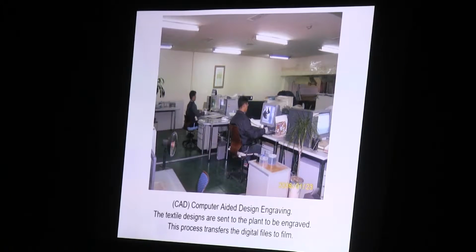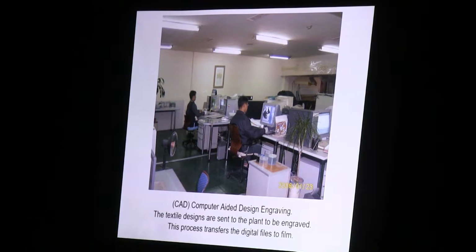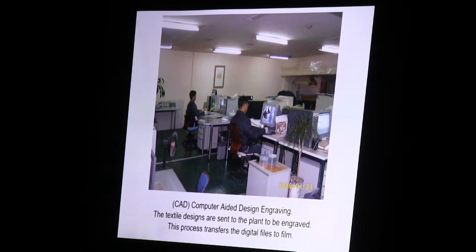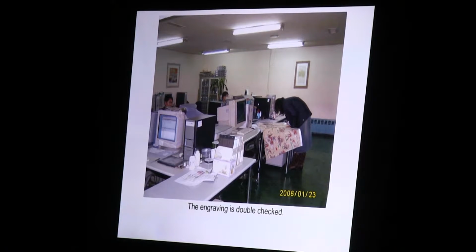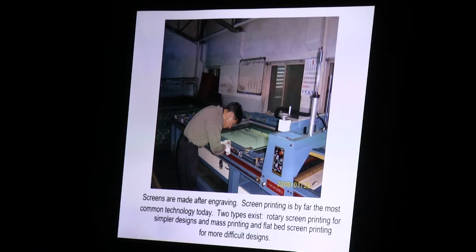Next is the computer-aided design engraving. So the textile designs are sent to the plant to be engraved, and this process transfers the digital files to the film. The engraving is double checked. The screens are made after engraving.